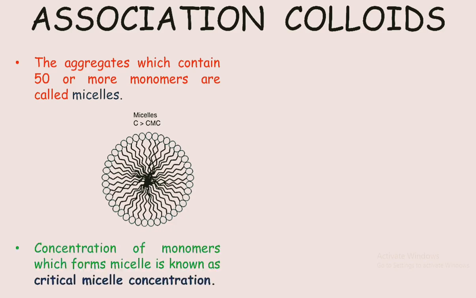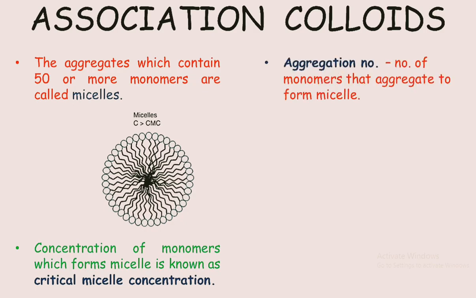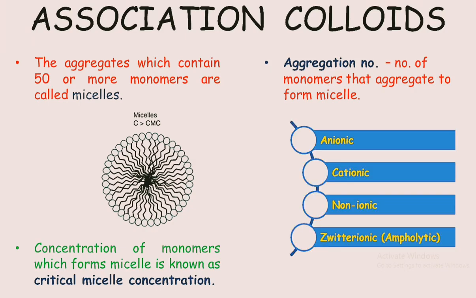The concentration of monomers which is required to form a micelle is known as the critical micelle concentration. The number of monomers that aggregate to form a micelle is known as the aggregation number of the micelle. Amphiphiles may be anionic, cationic, nonionic, or ampholytic, that is zwitterionic in nature, and this provides a conventional means of classifying association colloids.